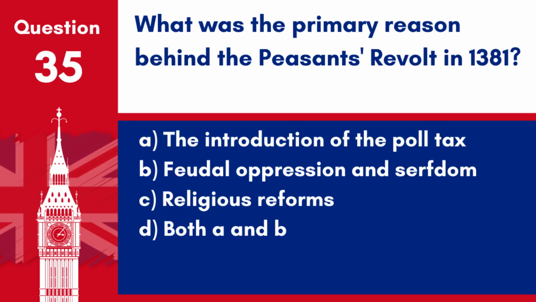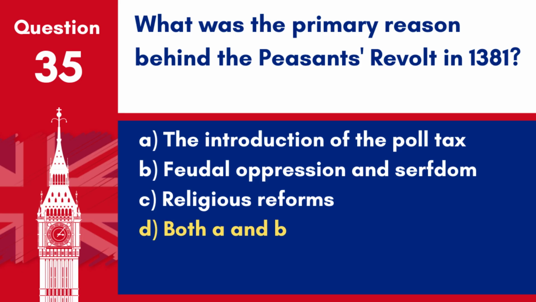Question 35. What was the primary reason behind the peasants' revolt in 1381? A. The introduction of the poll tax. B. Feudal oppression and serfdom. C. Religious reforms. D. Both A and B.